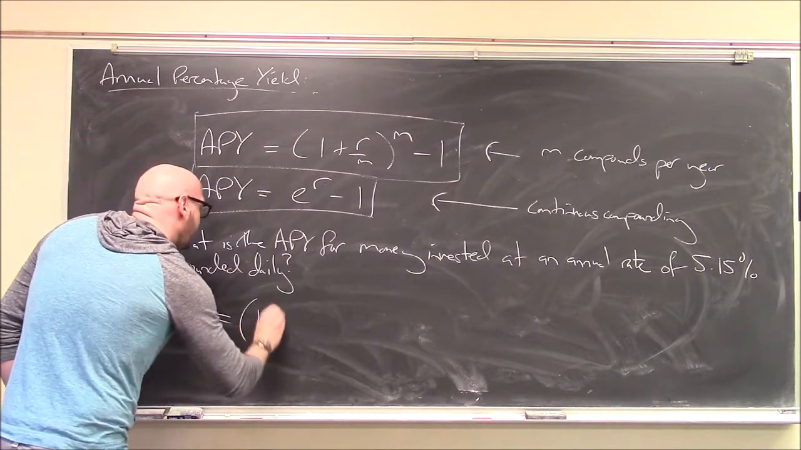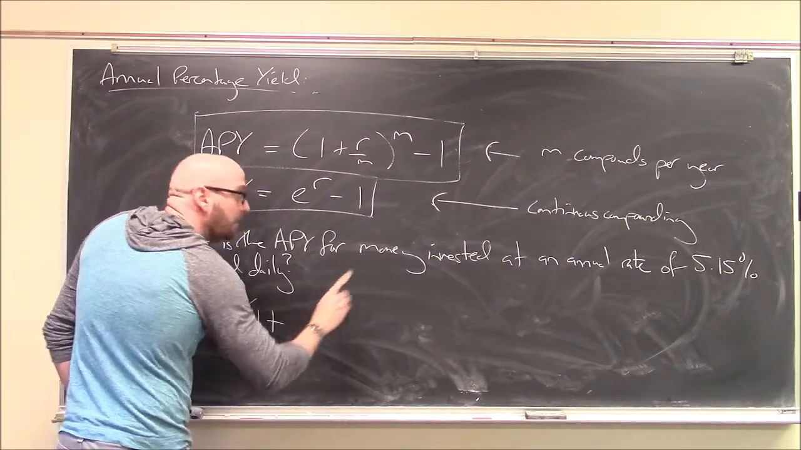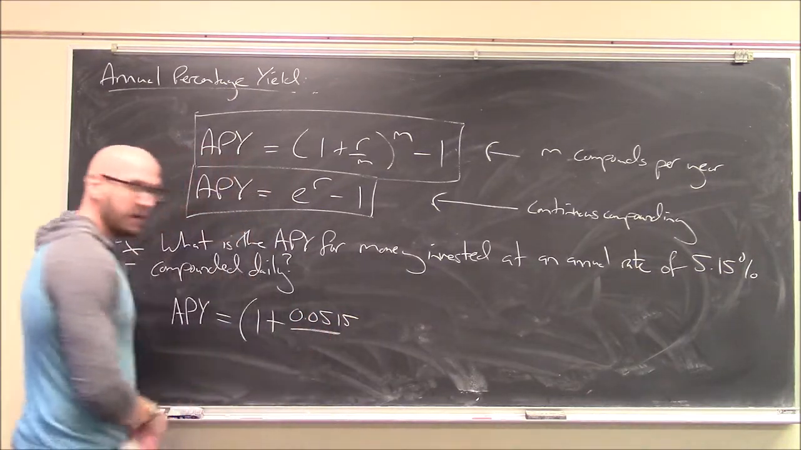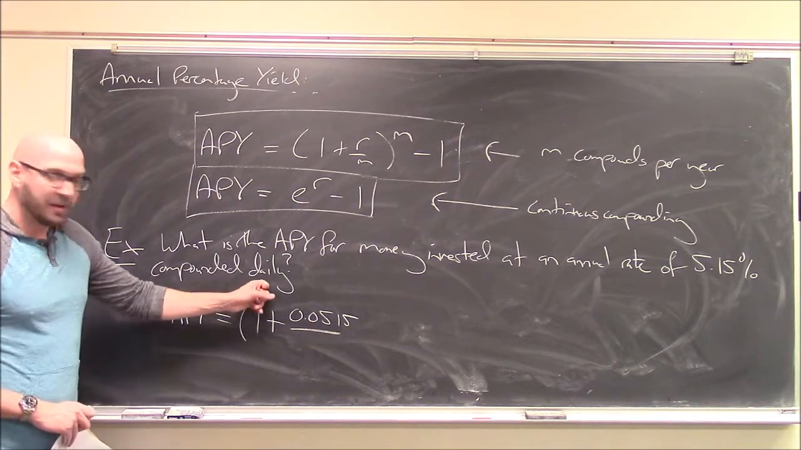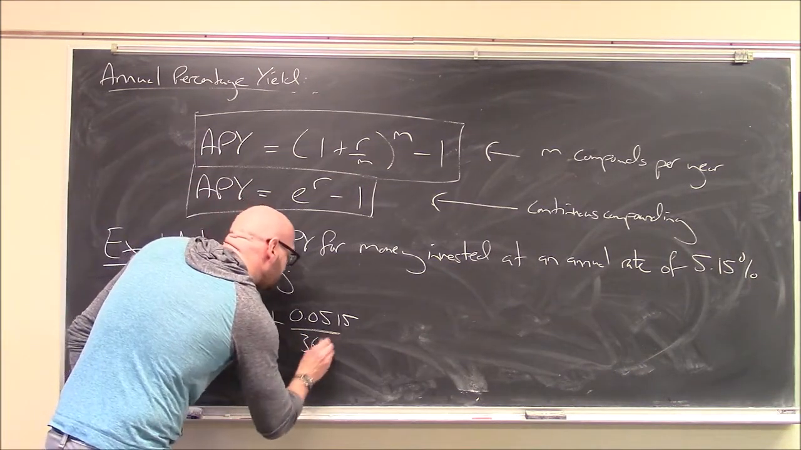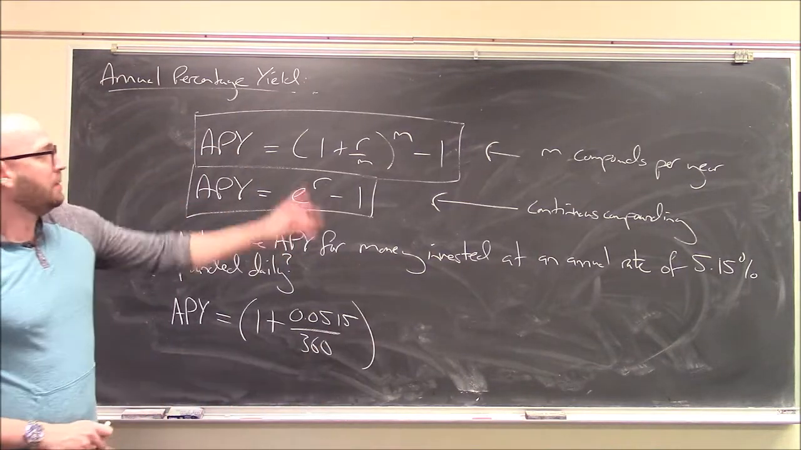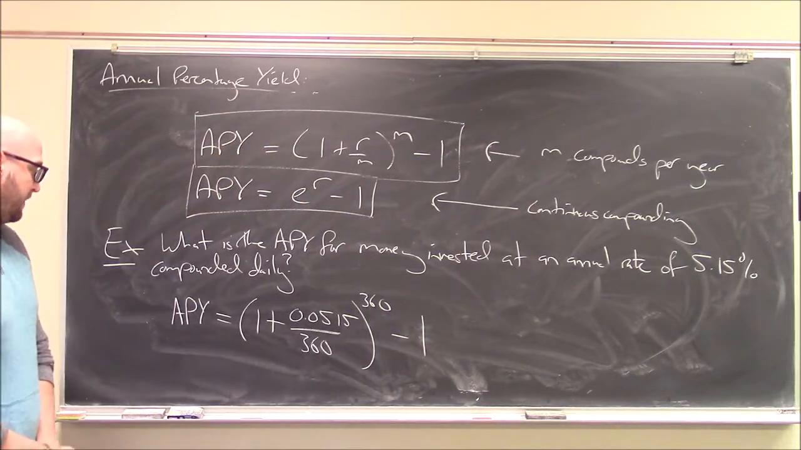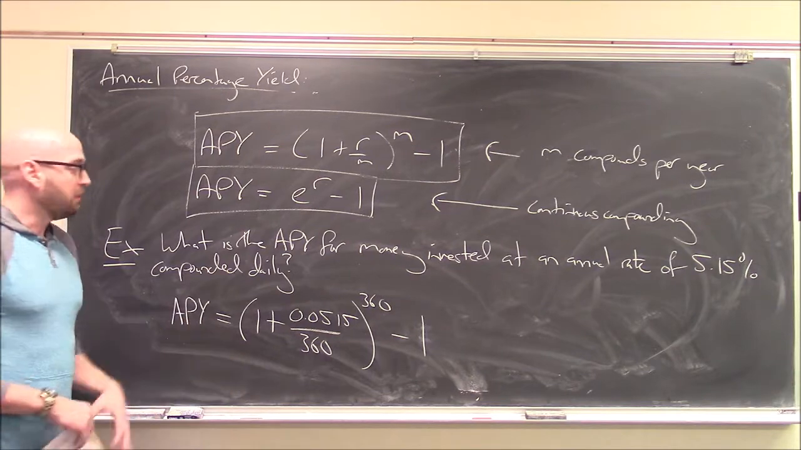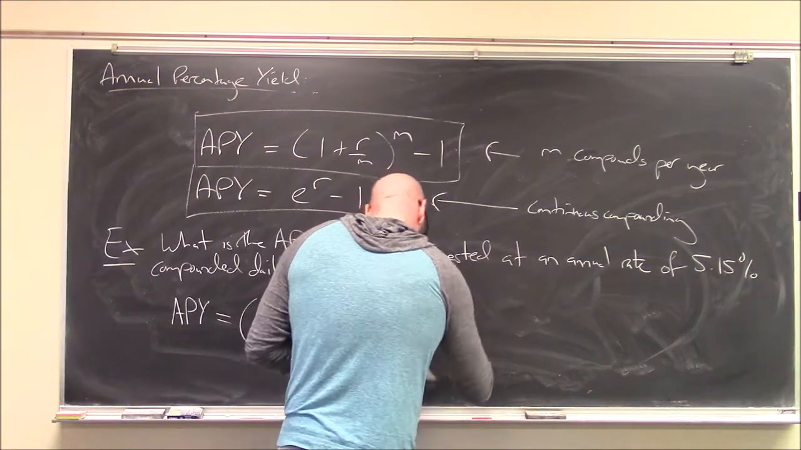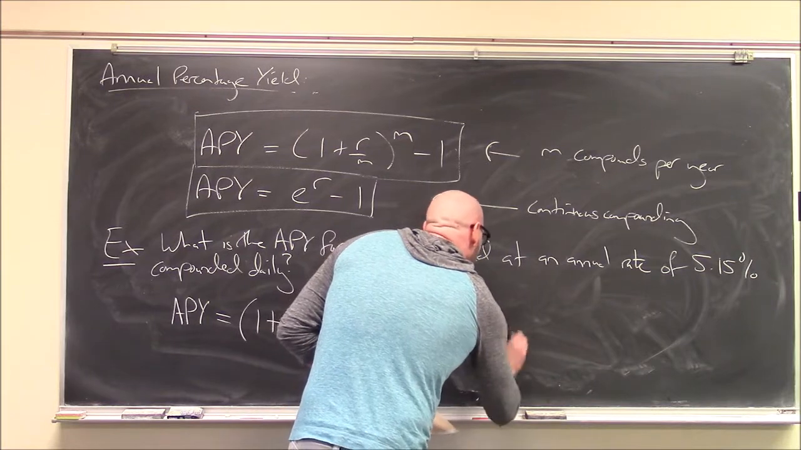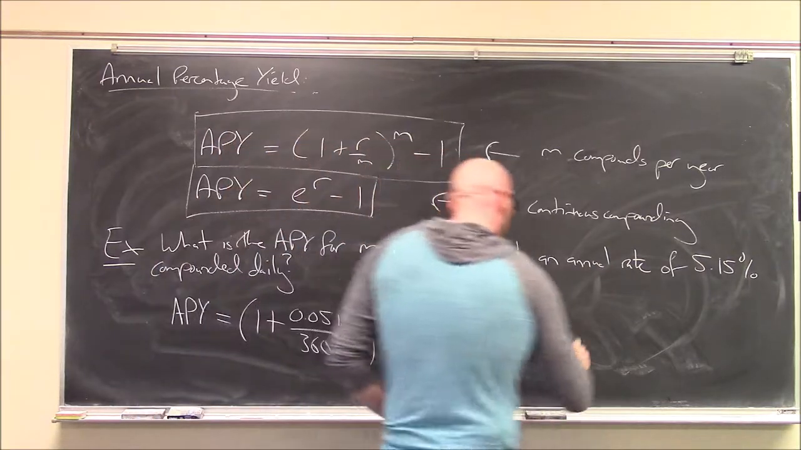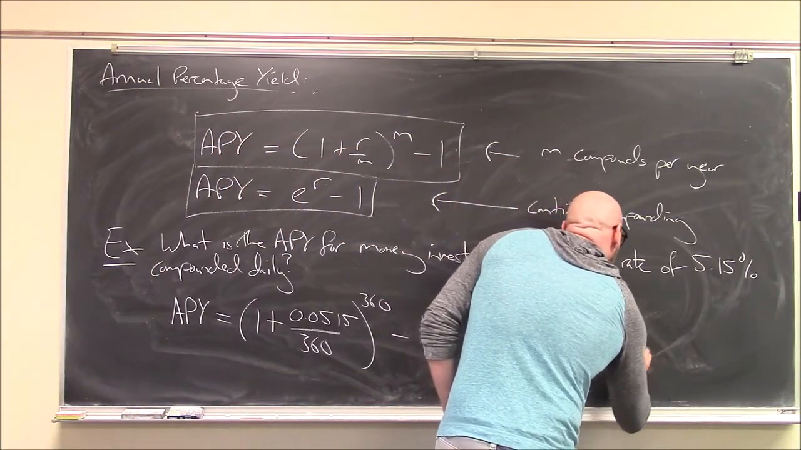APY is going to be 1 plus R, the rate. 5.15% as a decimal is 0.0515. Over the number of compounds per year, and since we're compounding daily, that's 360. To the power of M, the number of compounds per year, to the power of 360, minus 1. Plug this into a calculator, making sure you don't round anything until the very end, and you get about 0.0528. Or as a percentage, multiplied by 100, 5.28%.